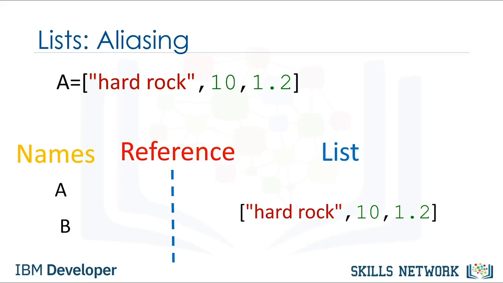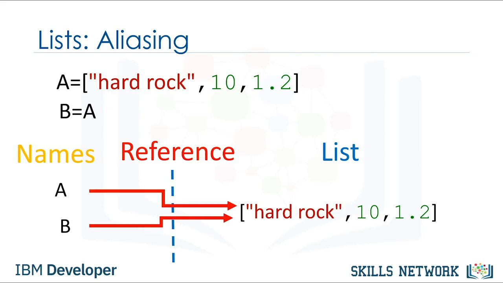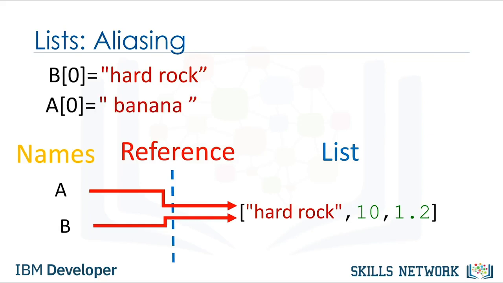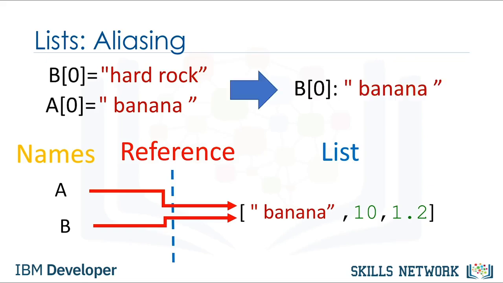When we set one variable, b, equal to a, both a and b are referencing the same list. Multiple names referring to the same object is known as aliasing. We know from the list slide that the first element in b is set as Hard Rock. If we change the first element in a to banana, we get a side effect. The value of b will change as a consequence. A and b are referencing the same list. Therefore, if we change a, list b also changes. If we check the first element of b after changing list a, we get banana instead of Hard Rock.